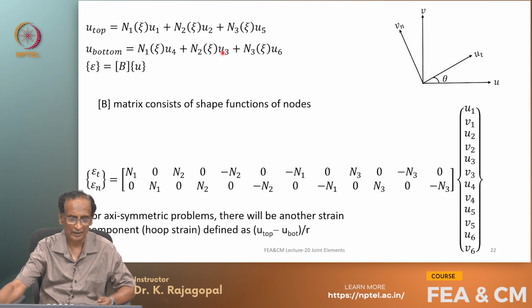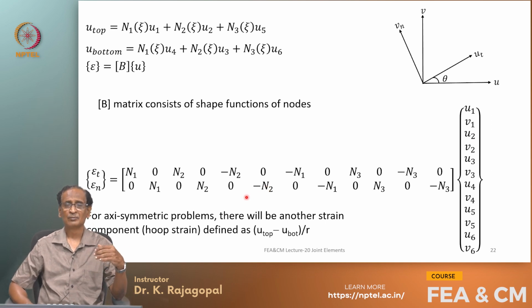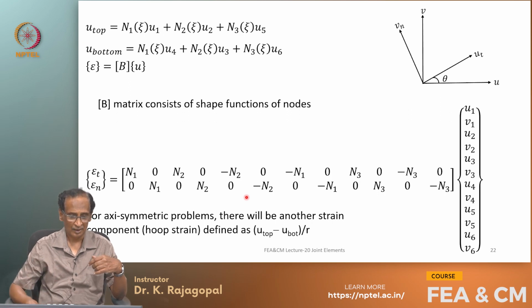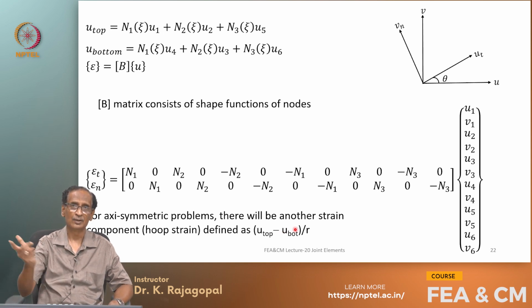And in the case of a 6-node element, we have 3 nodes at the top and 3 nodes at the bottom, and we can write our tangential displacement and then the normal displacement in terms of the global displacements like this. And in the case of axisymmetric problems, we will have one more strain component, epsilon theta, the circumferential or hoop strain, and u top minus u bottom divided by the corresponding radial distance can be your hoop strain.